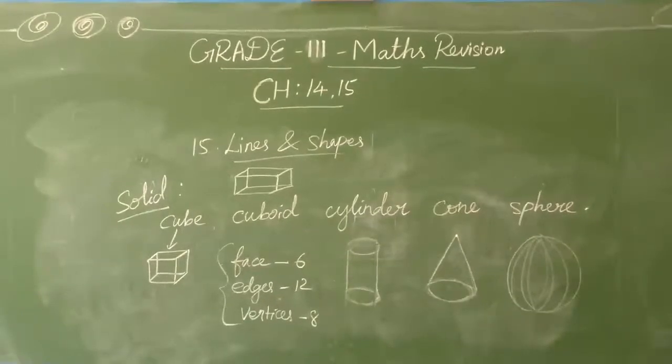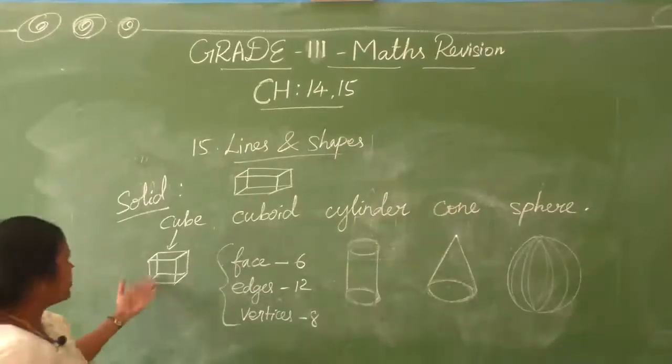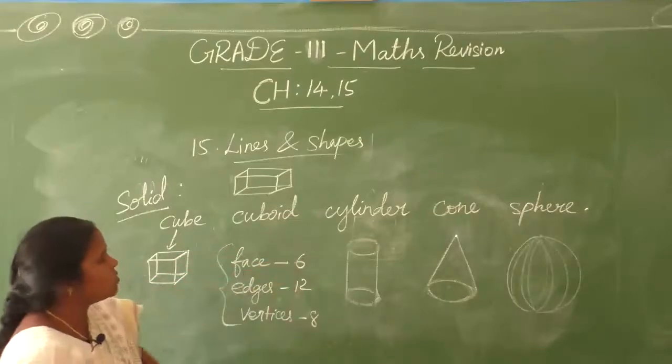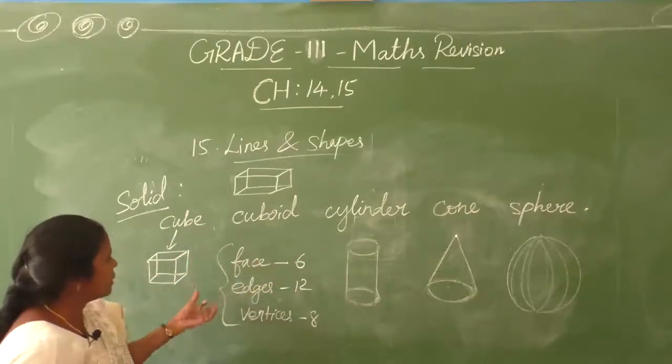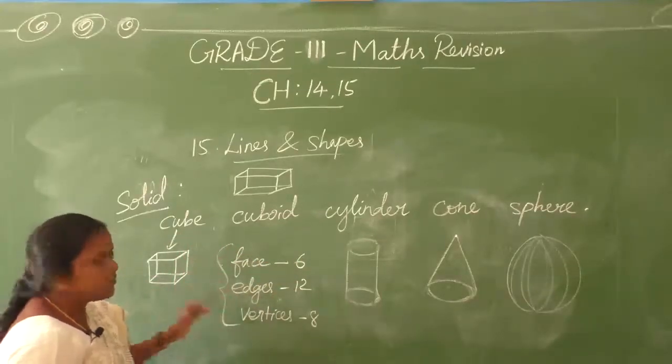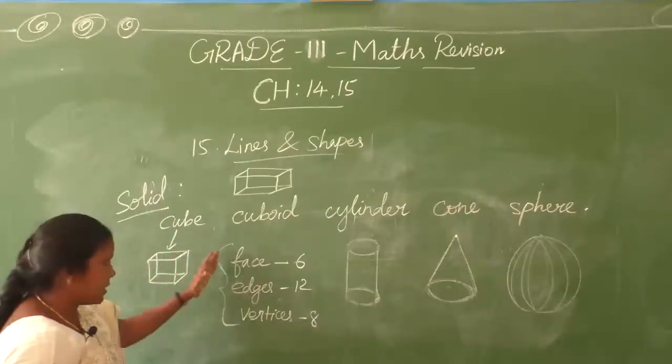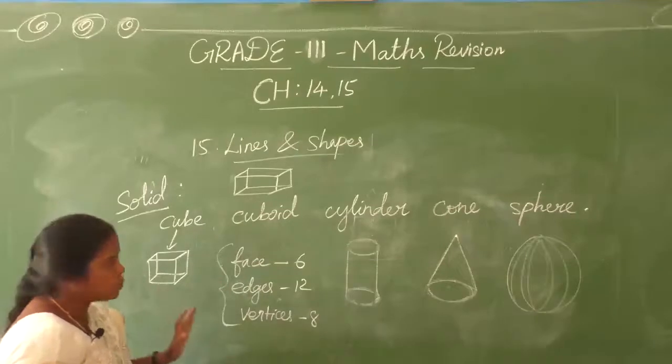See, actually now we have seen plane shapes, plane figures, and solid figures. What are solid figures? Cube, cuboid, cylinder, cone, sphere. Then what words will come there? Face, edge, vertex. Okay, the cuboid has both the same faces, edges, vertices only.